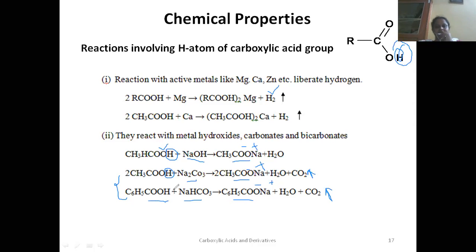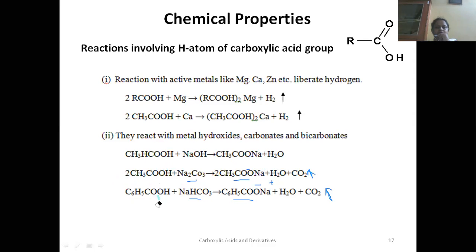To see whether this group is there or not in a given mixture, you will add sodium bicarbonate. If you observe bubbles in the test tube, bubbles means effervescence, you will say that yes, there is this functional group, that is the COOH functional group. Now this is about the reactions involving hydrogen of carboxylic acids.